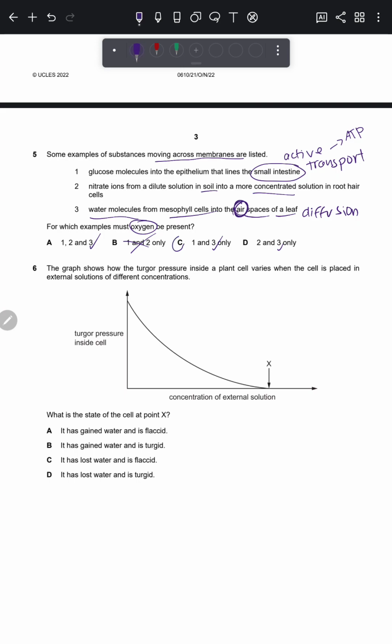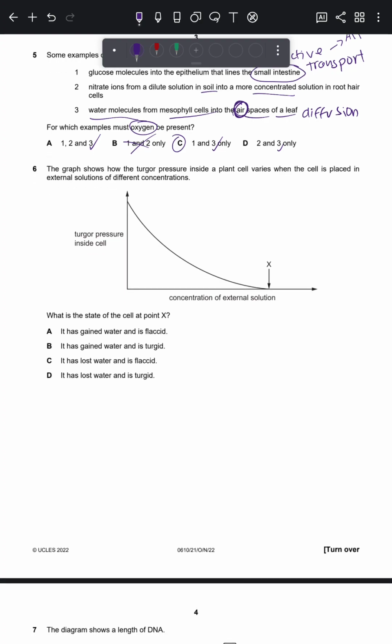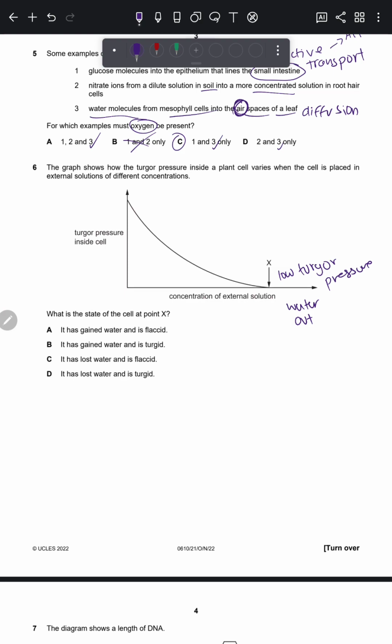Really not sure. Okay, the graph shows how the turgor pressure inside a plant cell varies when the cell is placed in external solutions of different concentrations. What is the state of the cell at point X? So the turgor pressure is the least here. Low turgor pressure means that the water has left. Water is out of the cell. So it has lost water and is now flaccid. Clearly, that's the only option that fits.